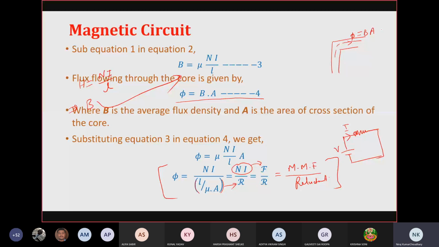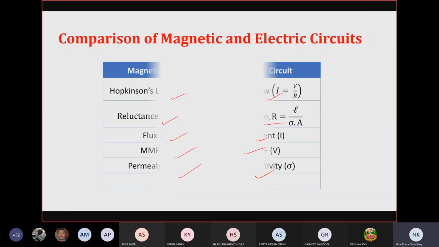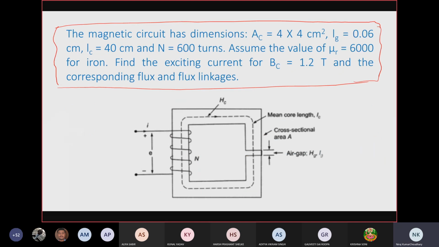Like in the example of a magnetic circuit we just saw, the flux which is flowing is through this core, right? So here you will have to calculate. L basically represents your mean core length, right? Okay sir. So using this formula, you can solve this circuit.